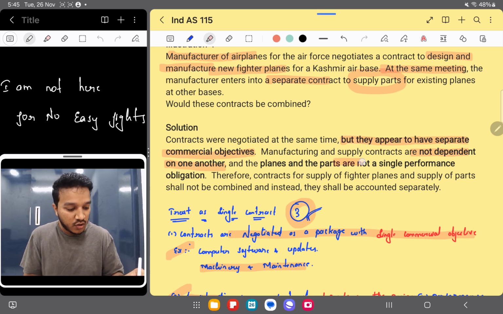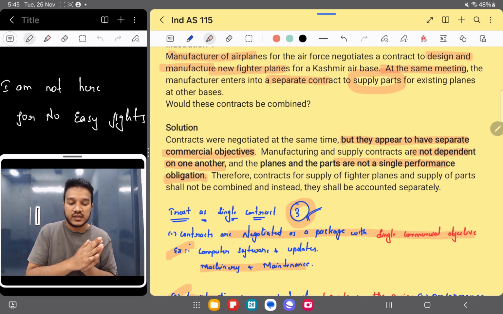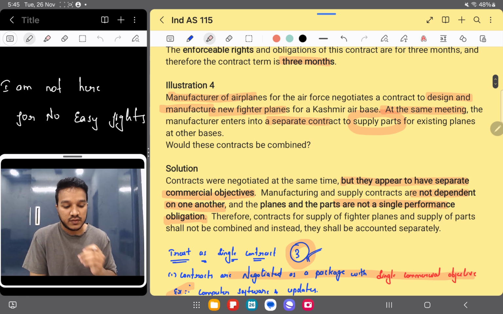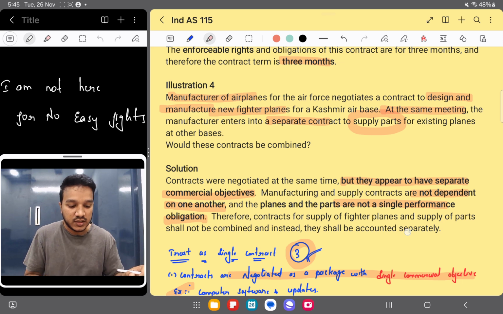Planes and parts are not a single performance obligation, there are 2 performance obligations. These points you have to write in the answer. By looking at the question itself, you need to understand whether it is a single commercial objective or separate commercial objectives. If it is a single commercial objective, you will combine them into a single contract and recognize revenue. Here it is a separate commercial objective, they are not dependent on each other, right? So that's the reason we will treat them separately. Once you go through the answer, you will understand.